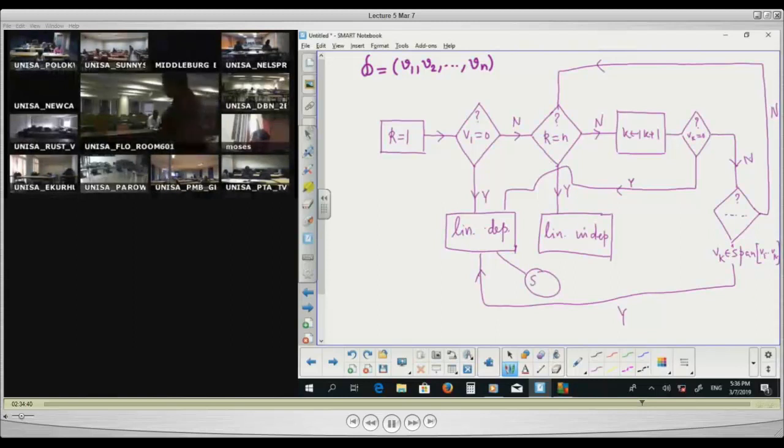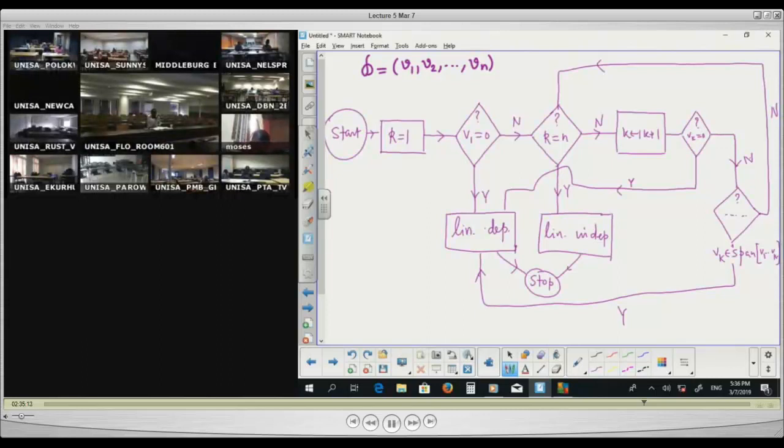Is V1 0? Yes. Linearly dependent. No. So then the next question, is this all? No, I have another vector, V2. So you ask your question, is V2 0? The answer is yes, linearly dependent. If the answer is no, the question is, is V2 a multiple of V1? Answer yes, linearly dependent. No, then again, is this the end?